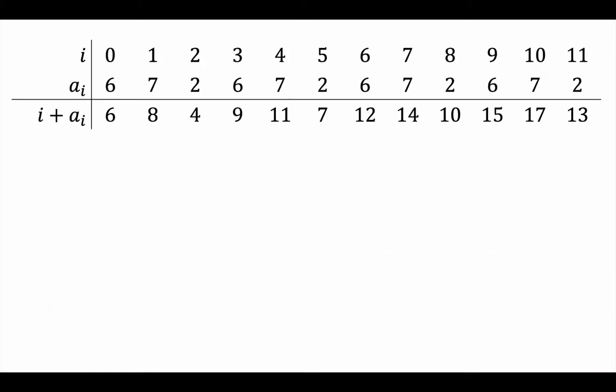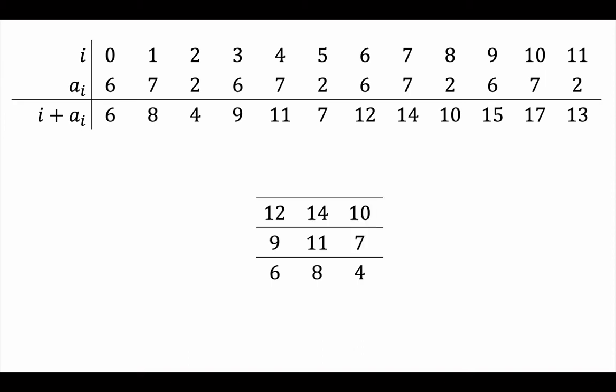I've got here a short pattern, 6, 7, 2. I've got 4 copies of it, and we're just going to look at the landing times for it. The landing times for the first 3 throws are 6, 8, and 4. For the next 3 throws, the landing times are 9, 11, and 7, and then 12, 14, and 10, 15, 17, and 13, and we continue to stack those values up.